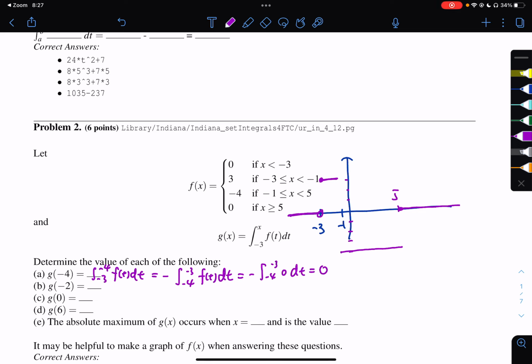So, I'll just demonstrate another point. If I were to find what is g of -2, you are trying to integrate from -3, and then plug in -2 on the top, f of t dt. For this particular case, your function only has one value, which is at the height of 3. So this is what you're looking for.